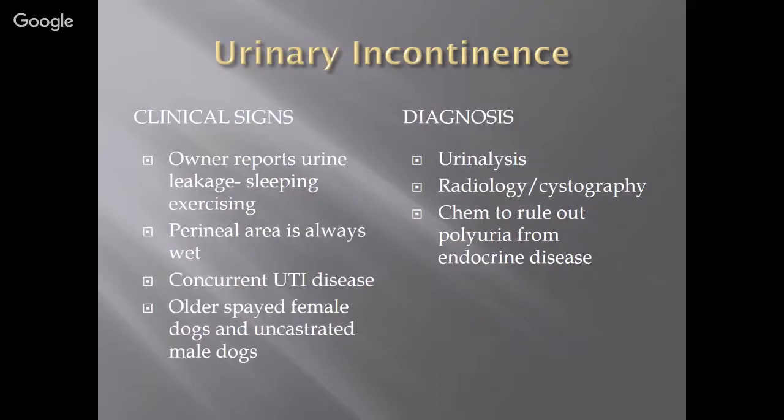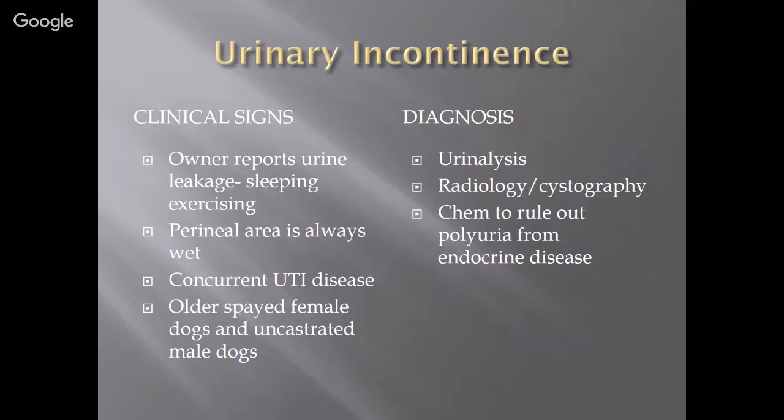Urinary incontinence. The clinical signs: the owner will report that urine is leaking while they're sleeping usually, or exercising. The perineal area may always be wet. We have to remember there's often a concurrent UTI, so we have to do a urinalysis and look for it. UTI will make urinary incontinence worse, and also urinary incontinence, because that area is always open and always wet, makes UTI more common with these animals.